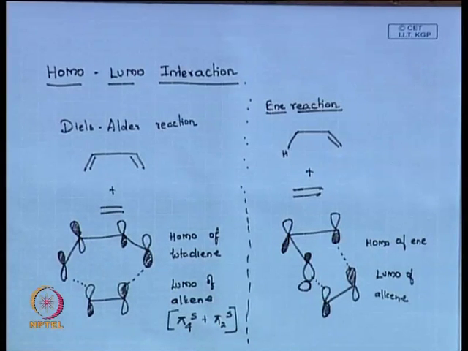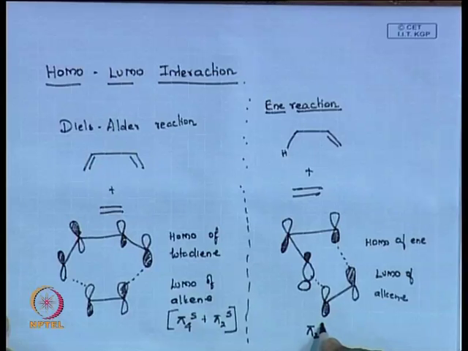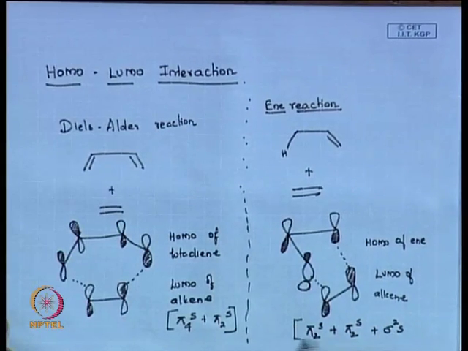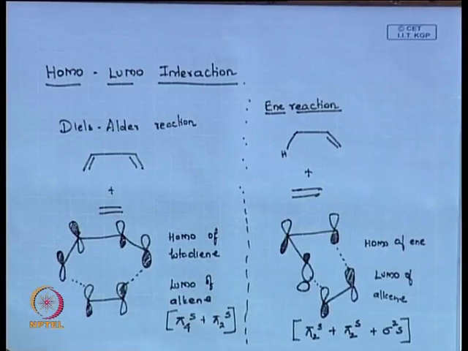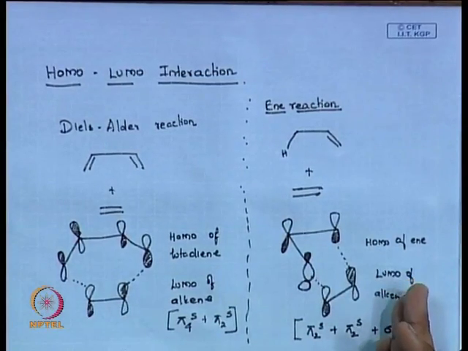But how to represent this? Like pi 4s plus pi 2s, you cannot write like this because there are not 4 pi electrons included in your ene. The best way of writing is pi 2s plus pi 2s plus sigma 2s: this is the ene pi 2, this is the alkene pi 2, plus sigma 2s, because you are talking about the sigma orbital here. The s means it is a suprafacial system. So, it is similar to a Diels-Alder.